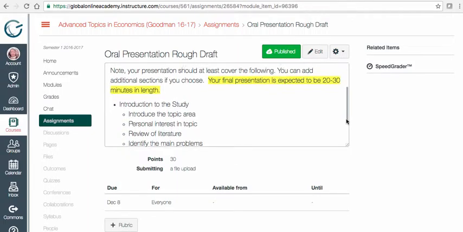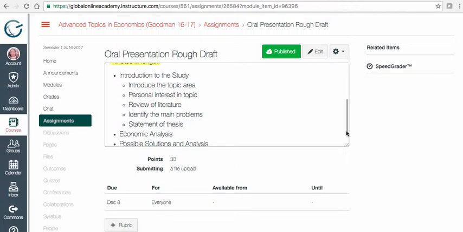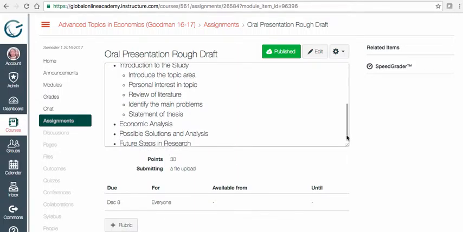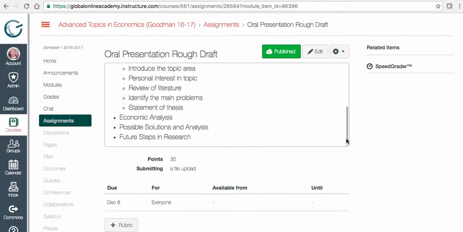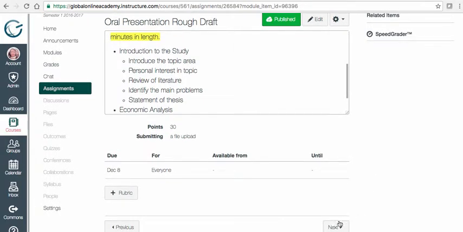So the required sections are listed here for you. They're the same sections that we've been working on over the past few weeks in our preparation. So these are the ones that you're going to talk about also in your presentation. You can add more, but you are at least required to have these sections covered. Alright, so that is due by Thursday.